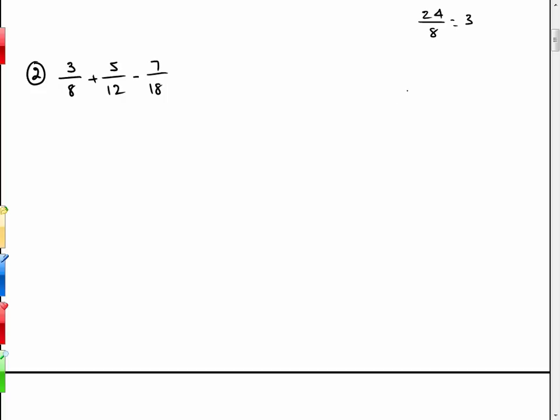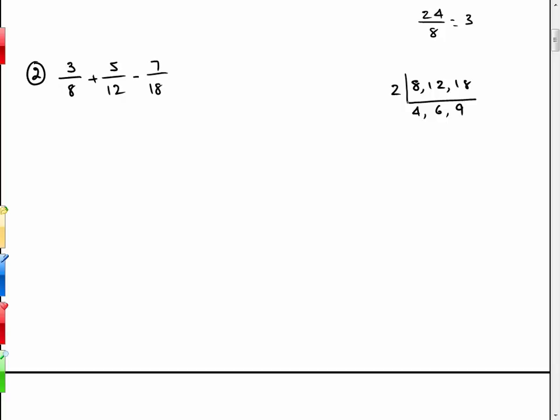as before, let's try to find the LCM of those three numbers, 8, 12 and 18. Now, is there a number that goes into all three of them? Well, 2 does. 2 goes 4 times, 2 goes 6 times, 2 goes 9 times. Is there any other number that goes into all three of them? Answer is no. Is there a number that goes into at least 2 of them? Well, 2 goes into 4 and 6, right? If you saw that 3 goes into 6 and 9, perfectly fine.